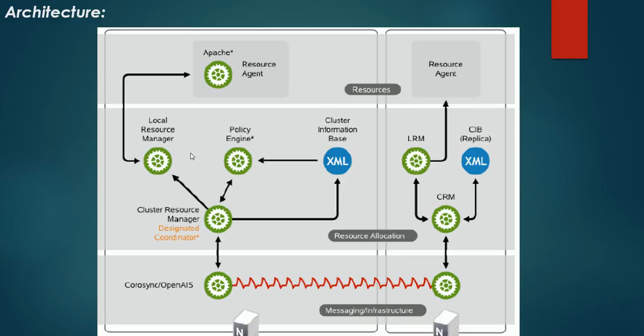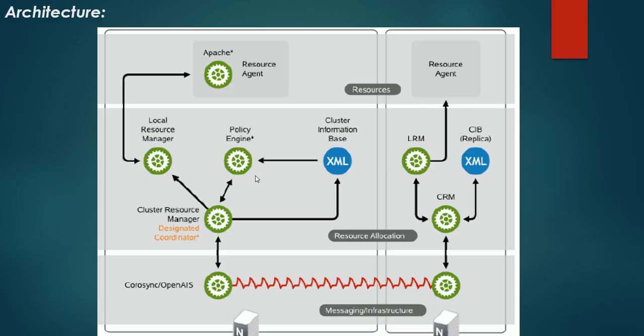And the next one is called the resource allocation layer. In the resource allocation layer, there are quite a few components, and the first component is the cluster resource manager, which in short we call CRM, and it is also said here as the designated coordinator. Here we have one more component called LRM, and the other one is PE, and this one is CIB, which is the cluster information base, and the format is XML.